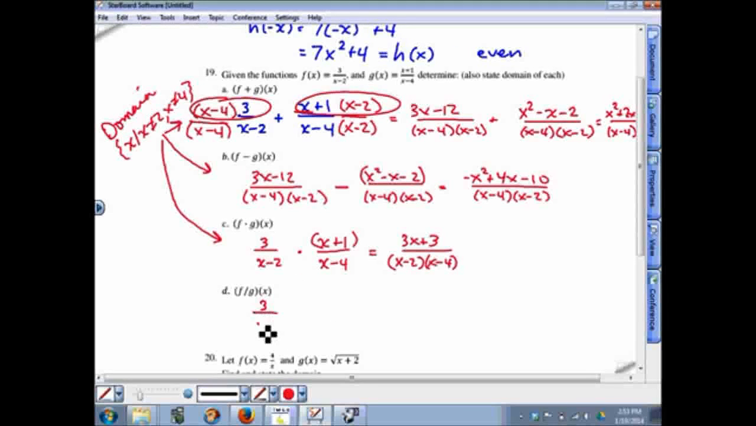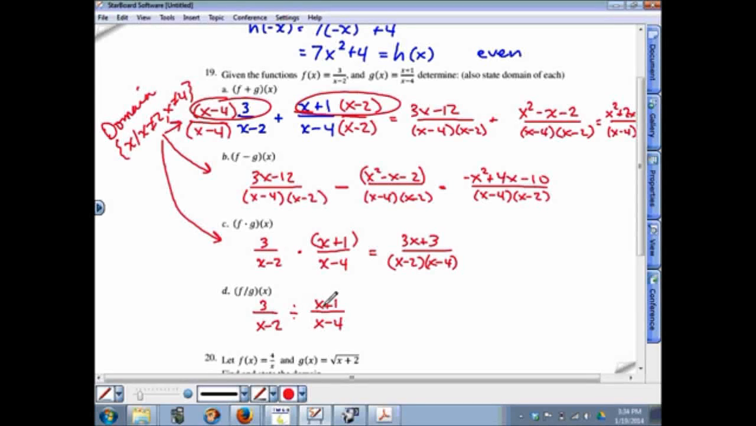Now dividing 3 over x minus 2 times x plus 1 over x minus 4. Let's see, that should be divided. So in order for this division to even be possible, x can't be 2, x can't be 4, but you'll see at the end of this problem there's going to be an additional x value that's going to have to be excluded. So the domain for part D is going to be slightly different than for A, B, and C.